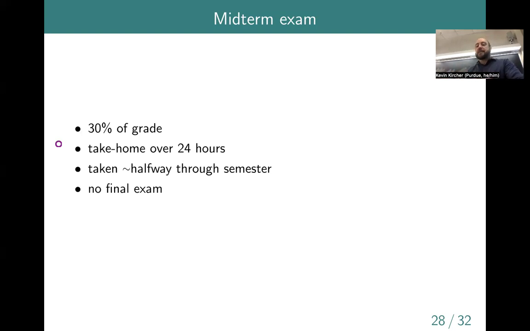And again, because this is a hybrid class, there are about half the classes in person and half is online. I don't really want to do kind of a timed in-class exam, just because proctoring that with online students, I think would be really annoying for them and for me. So I think we'll do a take-home exam.